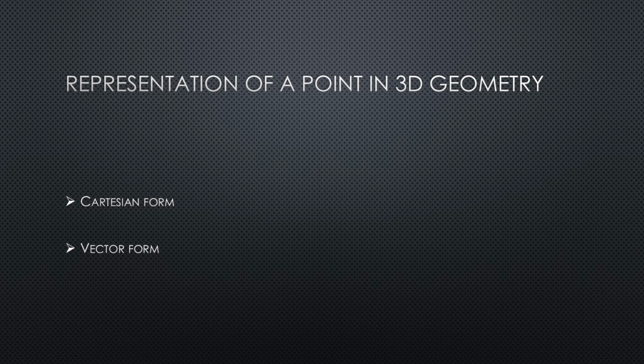as the applicate. In vector form, the representation of a point P is through its position vector. It is written in the form OP equals xi plus yj plus zk, where i, j, and k are denoted as the unit vectors along the x-axis, y-axis, and z-axis, respectively.